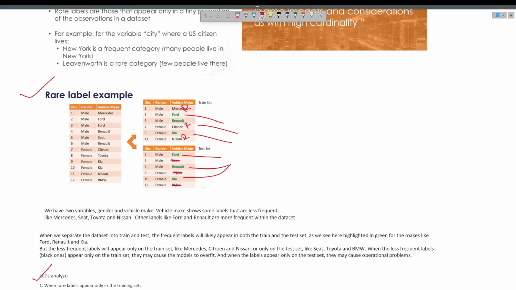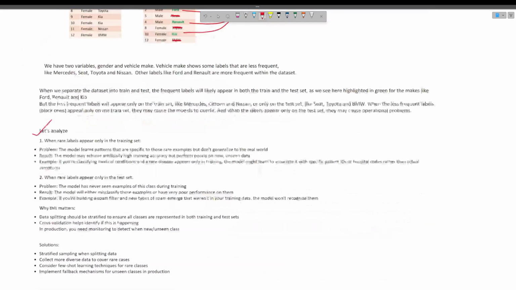Okay, so here you can see in the train set we have some rare labels. Why? Because these are very small in number compared to other values. You can see Ford, Renault, and Kia. There might be some values we can call rare because they are very small in numbers. It's said that when rare labels appear only in the training set, the problem is the model learns patterns that are specific to those rare examples but don't generalize to the real world.